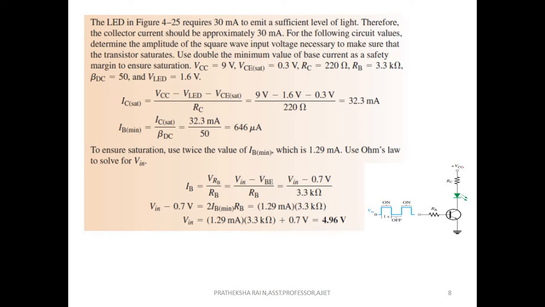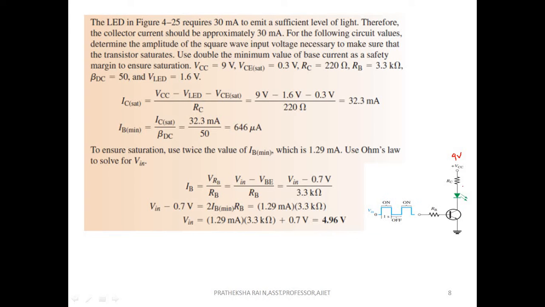The given parameters are: VCC is 9 volts, VCE saturation is 0.3 volts, RC is 220 ohm, RB is 3.3 kilo ohm, beta DC is equal to 50, and VLED, the voltage across the LED, is 1.6 volts.